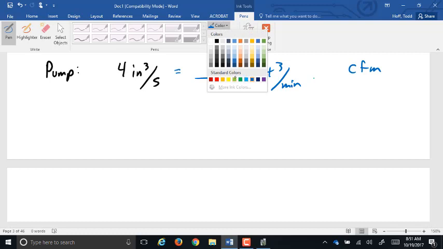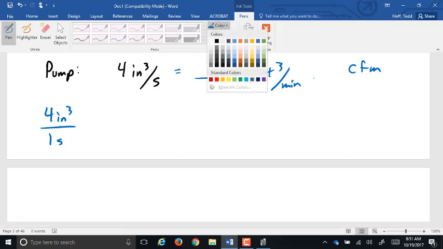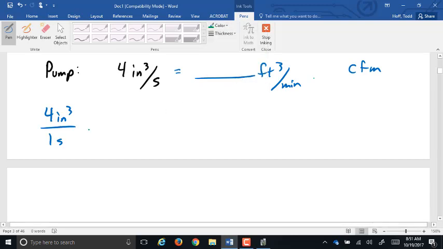So we need to convert this. 4 cubic inches over 1 second. Do we need to change the cubic inches? Yes. So it's going to go top or bottom? Bottom, because they're on top. And we're changing it to cubic feet. Relationship, 1 cubic foot is 1,728 cubic inches. So that'll take care of the cubic inches. We're now in cubic feet per second.